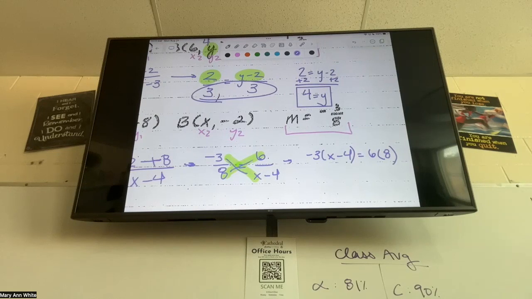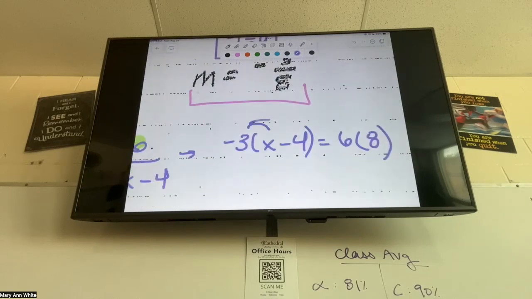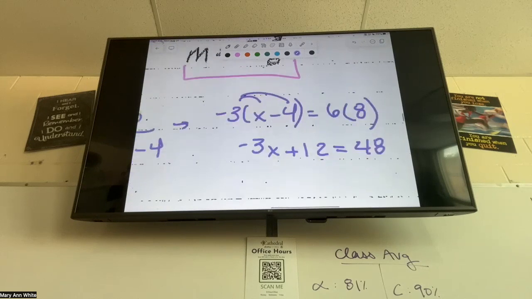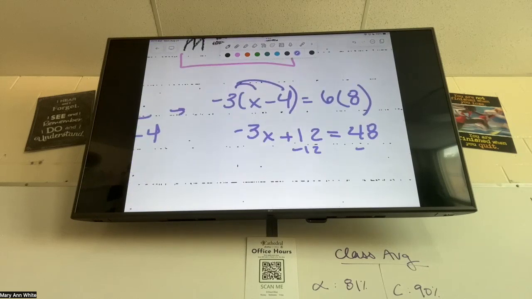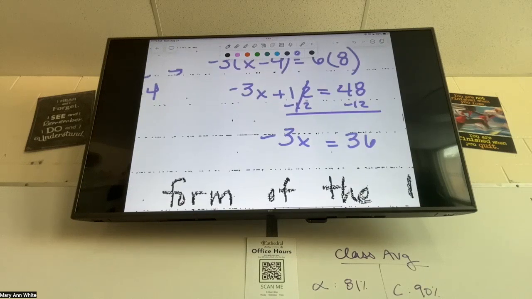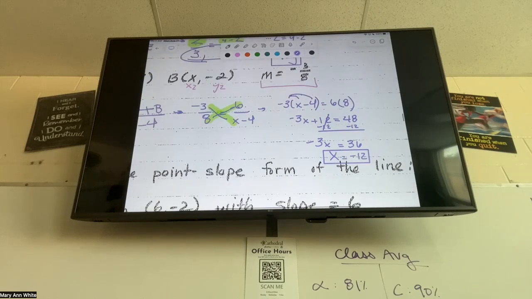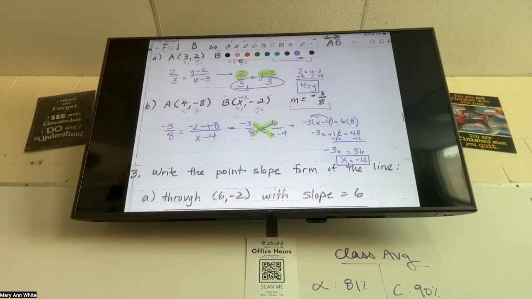-3 times x minus 4, 6 times 8. Distribute. -3x plus 12 equals 48. Minus my 12. -36, and then I divide by -3, and x equals -12. X equals -12. So then that point would have had to be (-12, -2) in order for that to work out. Does that make sense? Everyone's okay with that?